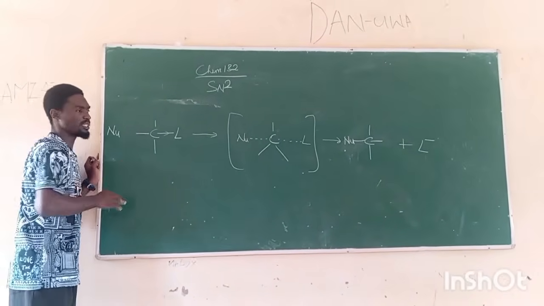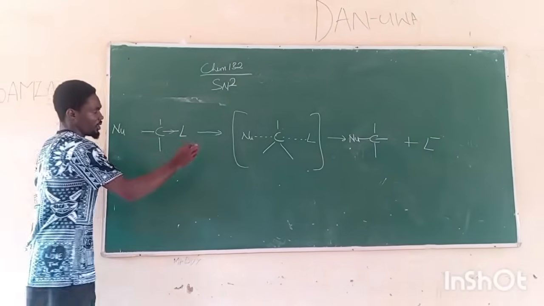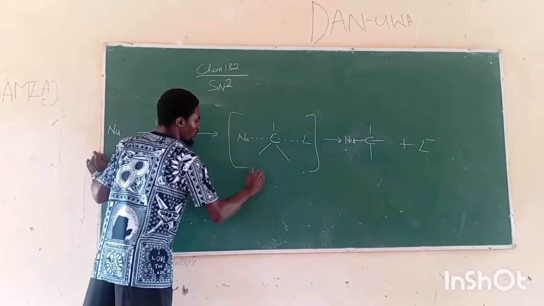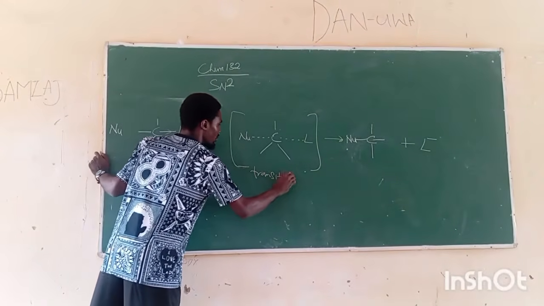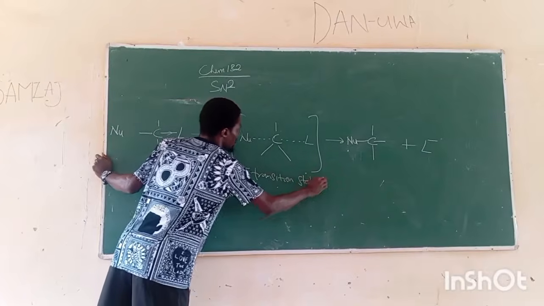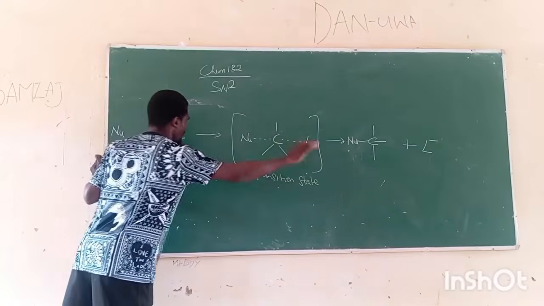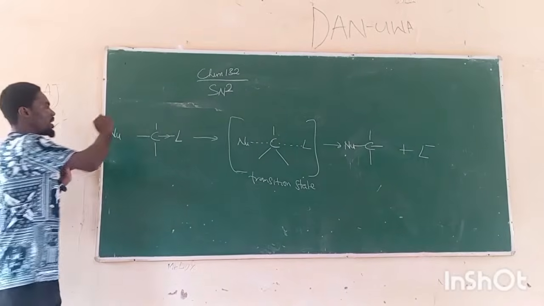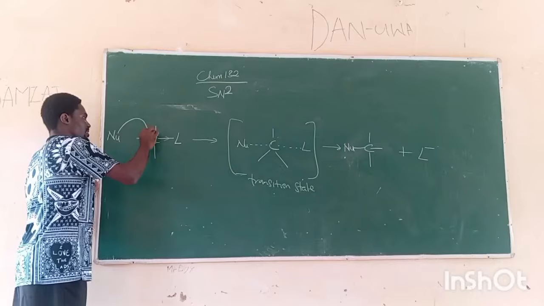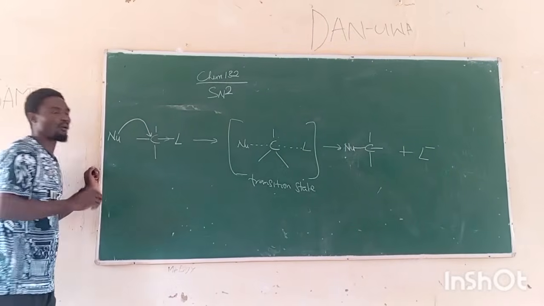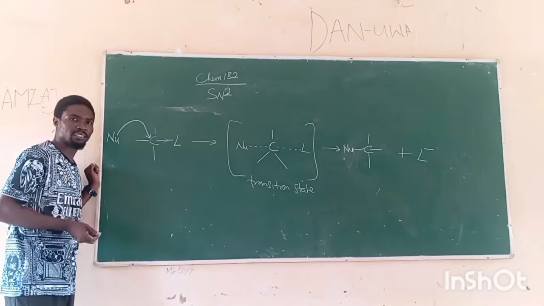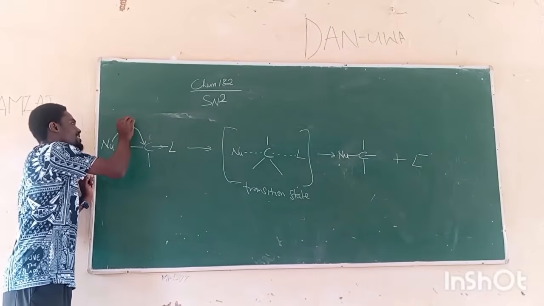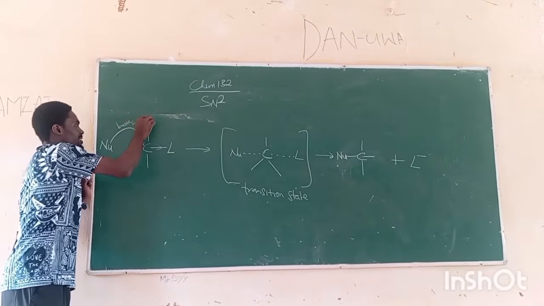Now, if you look at the reaction scheme on the board, you will discover that you have what we call a transition state and not an intermediate. All this takes place in one step. In this step, the nucleophile attacks our alkyl halide, or substrate. And then this attack is a backside attack.